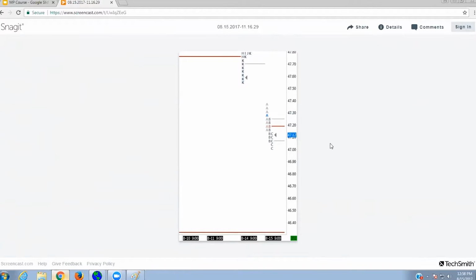Now, can you do this on an hourly chart or for anything you want? Yeah. 30 minutes is just the standard they chose. Yes, very standard.